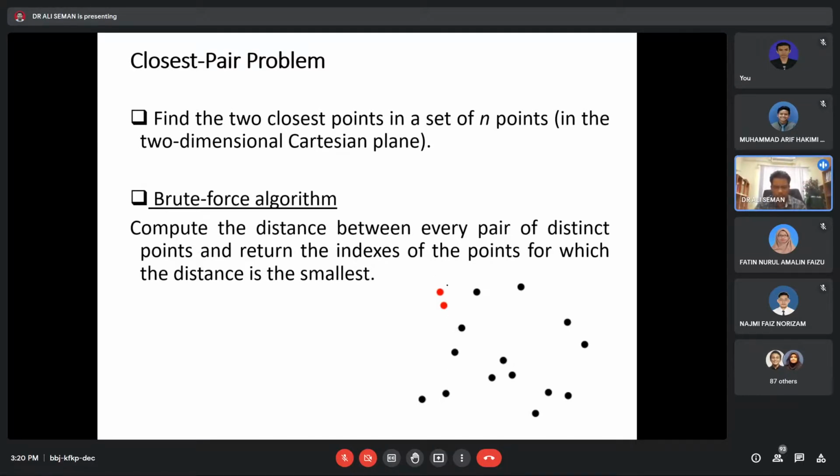By eyesight, maybe we can see this. Maybe this is the closest, right? This is not the closest. But if we have only this, maybe we can plot the diagram. If we have thousands, millions, trillions of points like this, how can we find the closest? That's why we need an algorithm. Based on brute force, compute the distance between every pair of distinct points, what we call the pairwise distance. Every distance we need to compare, and return the indices of the points for which the distance is smallest. This is how it is actually done.